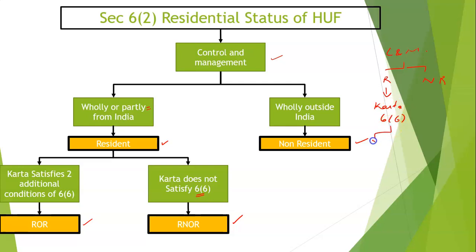If satisfied, then the HUF is an ROR. If it doesn't satisfy, then the HUF is an RNOR. As simple as that. Yeah? So now you understood how to determine the residential status of an HUF? Pretty simple, right? Now I'll tell you what the specific term of control and management is before we head on to the determination of residential status of the next category of SSCs.